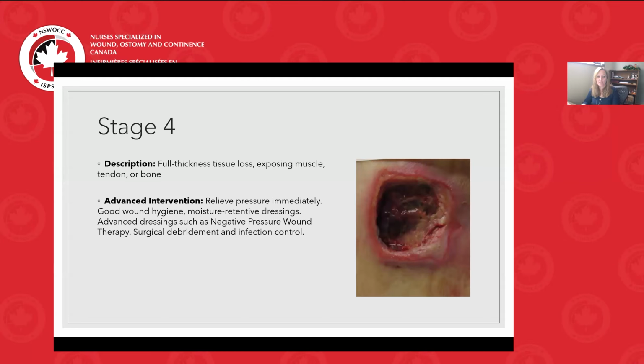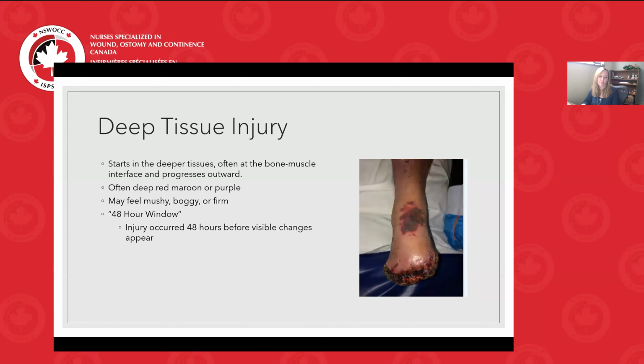Stage 4s is kind of the same. The thing with stage 4s, they might be deeper, have exposed bone or tendon. These oftentimes require surgical intervention for debridement. Not always, but sometimes you can use advanced dressings such as negative pressure wound therapy. You want to make sure that you are watching for infection, that you're controlling infection in these also.